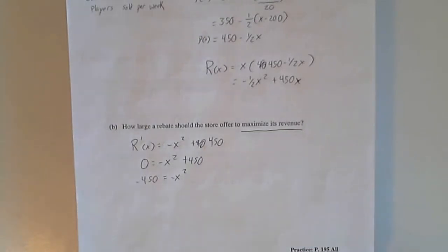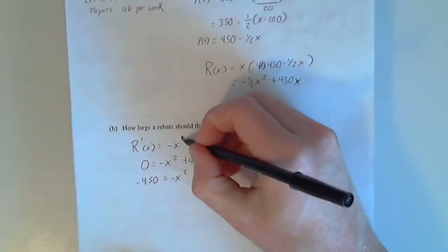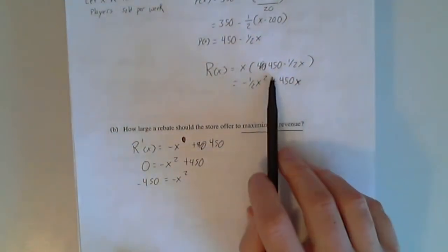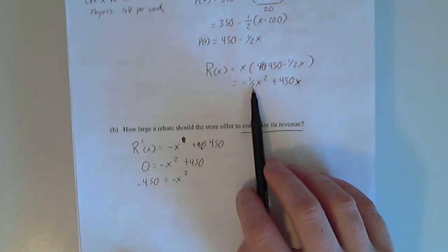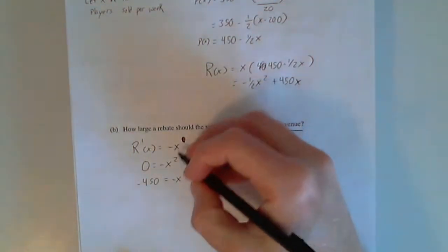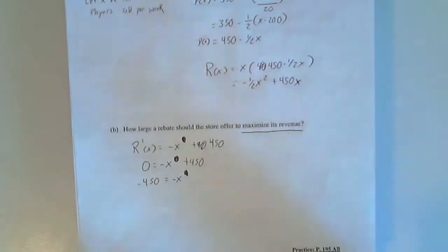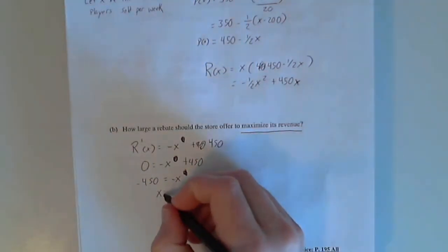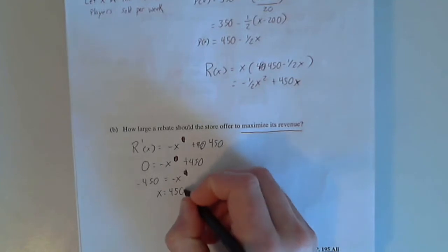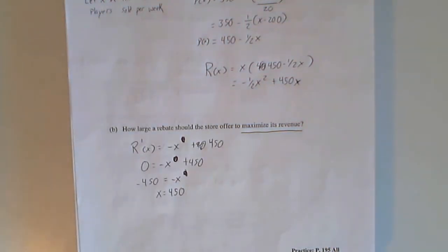Oh, wait. Sorry, there's no x squared. Hopefully you caught that. The 2 comes down, so the half disappears, but there's no x squared. It's just negative x plus 450. So x equals 450 in this case.